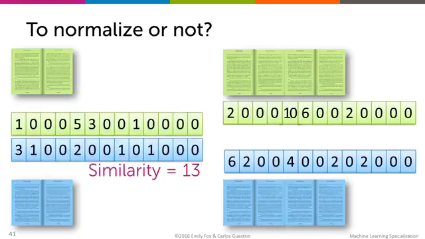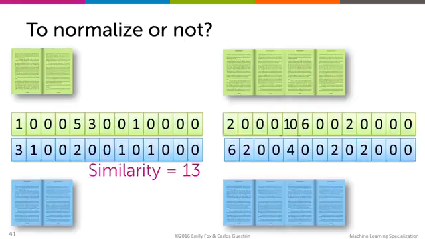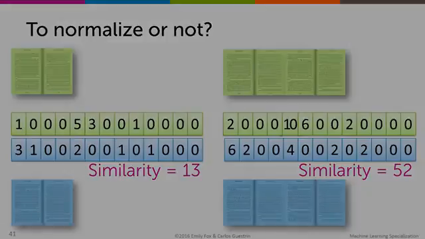But now, when we think about computing the similarity for the documents that are each twice as long, the similarity is 52. So the similarity has increased by a factor of 4 just by doubling the length of the documents, not changing the content at all. Is that really something that we want? Do we want documents to be more similar as they become longer and longer? Or do we just care about the content of them and not so much how long they are?